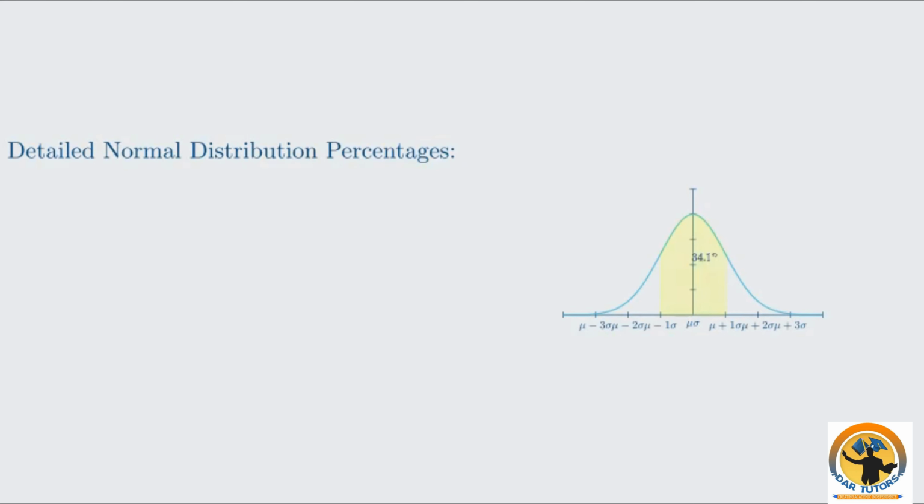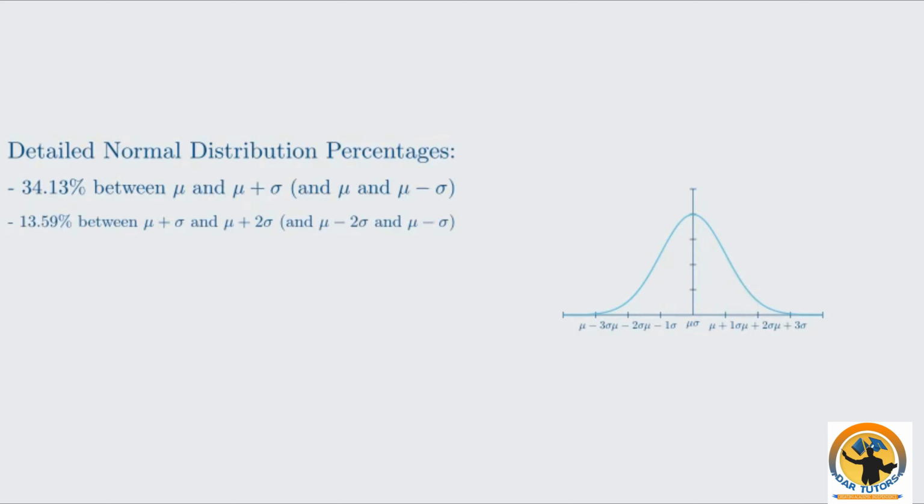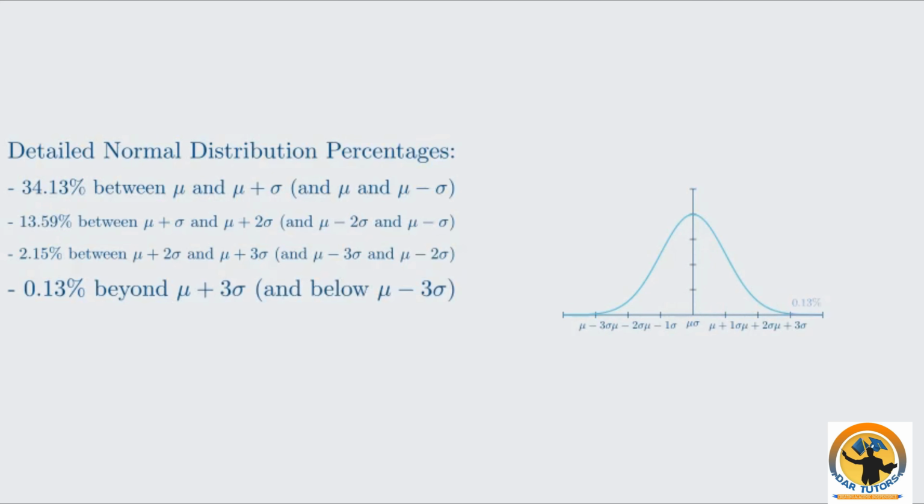Since the curve is symmetrical, half of 68%, or 34.13%, lies between the mean and one standard deviation above or below it. This gives us 4 segments. Half of the remaining 32%, 95 minus 68, is 16%, so 13.59% lies between 1 and 2 standard deviations. Finally, the remaining 5% is split in half for the tails, giving 2.15% between 2 and 3 standard deviations, and 0.13% in each tail beyond 3 standard deviations. This detailed breakdown is incredibly useful for solving problems without a calculator.